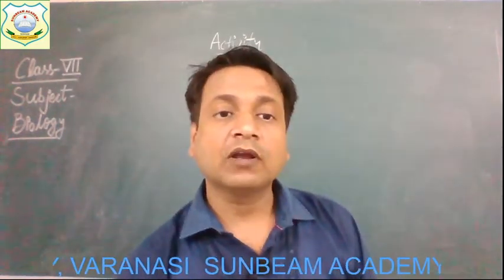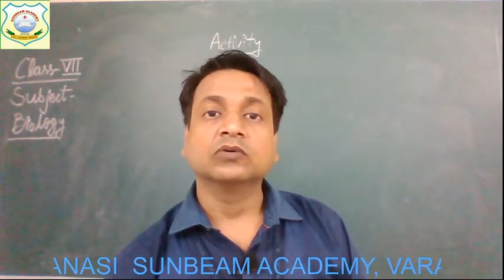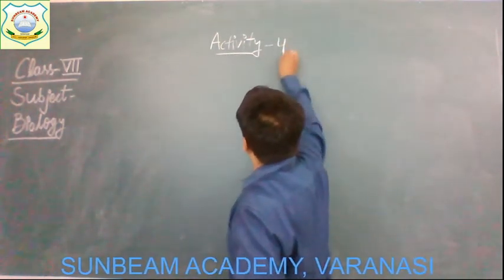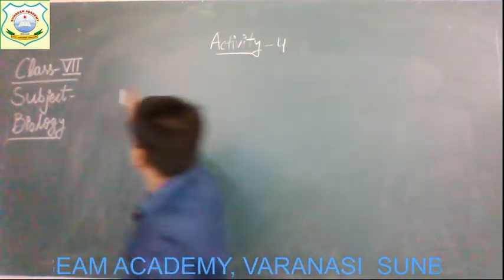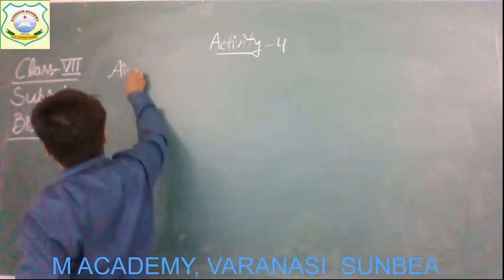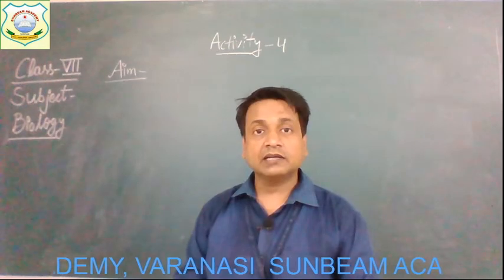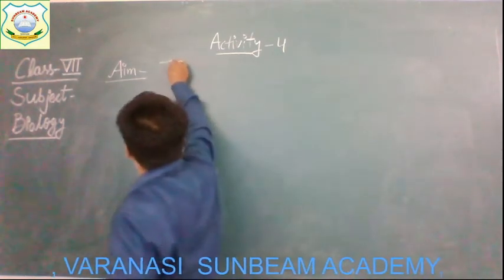First of all, you will write the activity number. So this is activity number 4. After that, you will write the aim of the activity. And the aim is to study the process of transpiration by leaves.